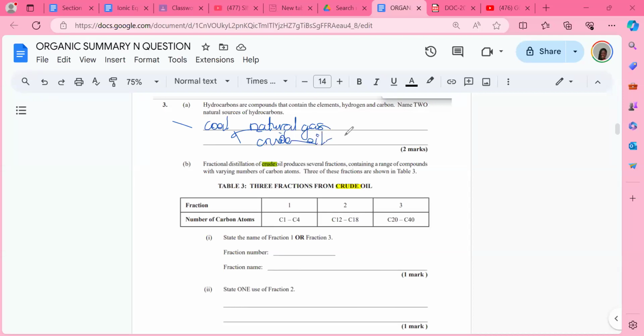All right, ready. Fractional distillation of crude oil produces several fractions containing a range of compounds with varying carbon numbers. Three of these fractions are shown in table 3. Fraction 1 contains 1 to 4 carbon. Fraction 2, 12 to 18 carbons. And then 3, 20 to 40 carbons. State the name of fraction 1. Refinery gas.